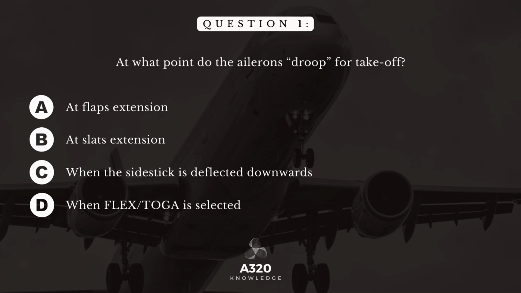Question 1. At what point do the ailerons droop for takeoff? A. At flaps extension. B. At slats extension. C. When the side stick is deflected downwards. D. When flex or toga is selected.